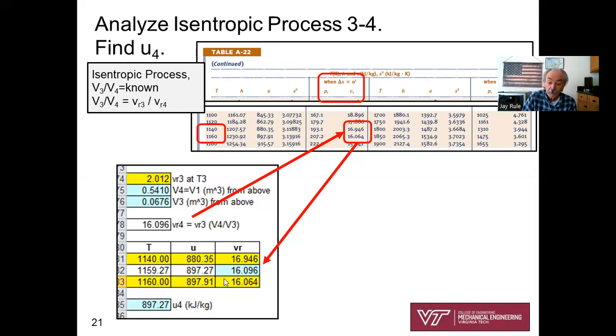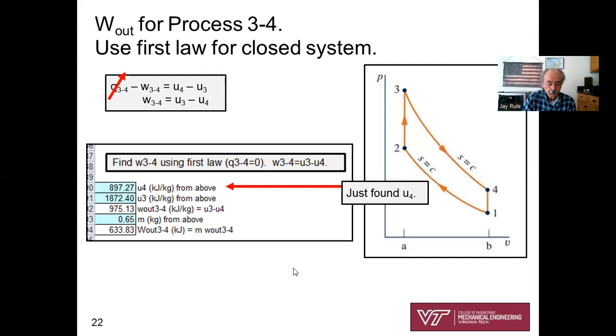Set up my interpolation table again and solve for U4, which is 897.27. See, I did that linear interpolation. I'm hoping you're seeing the repetition. It's complex, but it's a lot of repetition.